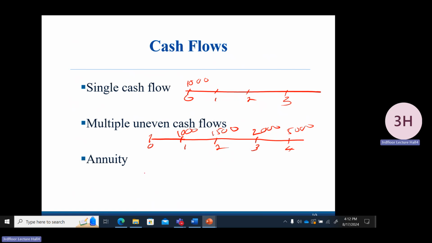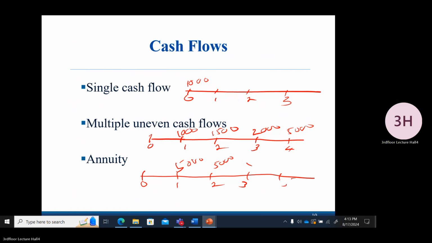And the other one is annuity. Annuity means that over the same duration, you are receiving cash flows that are even. Suppose end of year 1, you are getting 5,000. End of year 2, 5,000. End of year 3, 5,000. End of year 4, also 5,000. This we call an annuity. Example for the annuity? Rent, yes. Rent is normally fixed for a certain period. So that is an annuity.